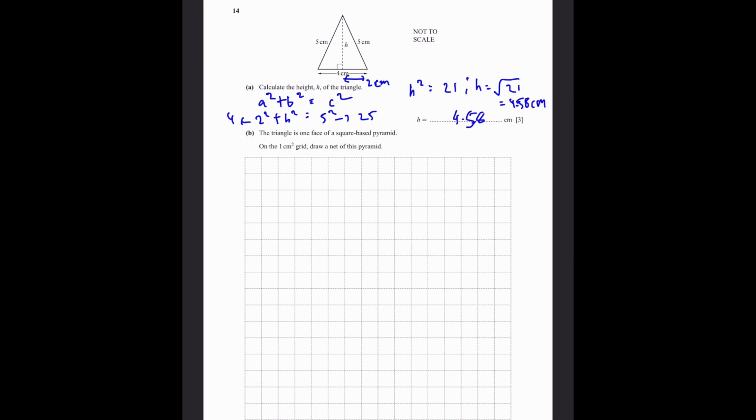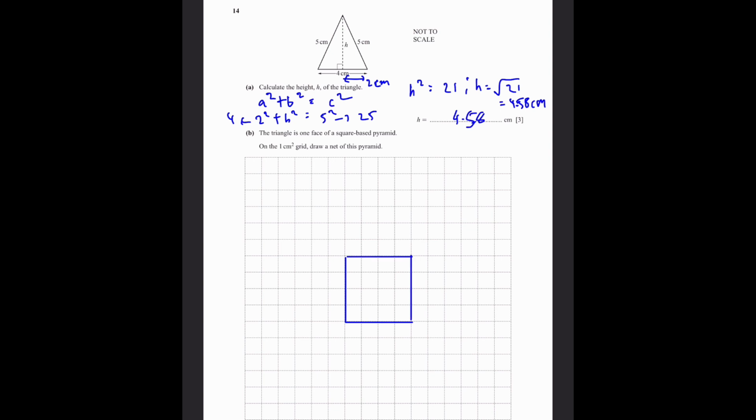B. The triangle is one face of a square base pyramid. On the 1 centimeter square grid, draw a net of this pyramid. So first thing, if it's square base, that means the bottom side is always the same. That means the bottom one, which is a square, is 4 centimeters in length. And we can draw 4 centimeters near the middle. Square 4 centimeters, it looks something like this.